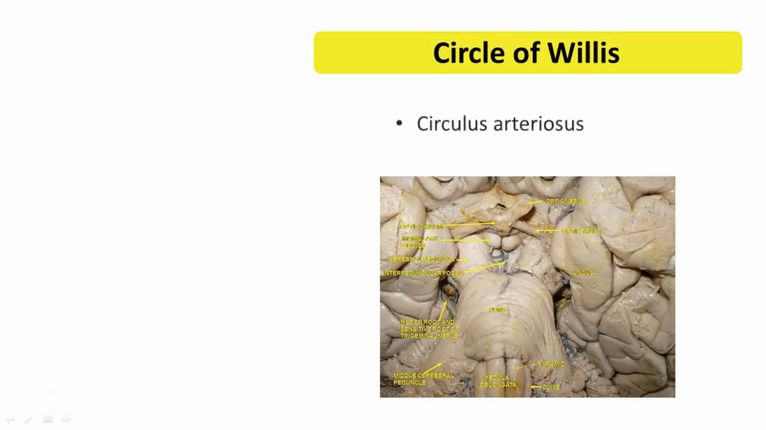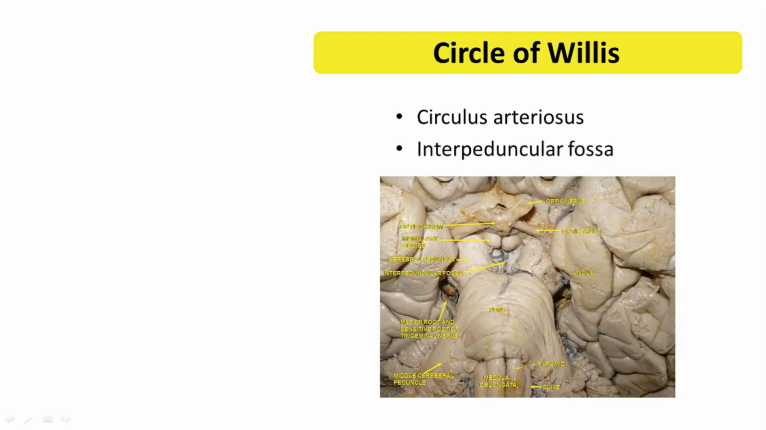Circle of Willis, as I already told you, is also known as circulus arteriosus, and it is located in the interpeduncular fossa. So, in the image shown here, this is the pons, that is the brainstem, and we have two cerebral peduncles on the lateral aspects of this space. So, I am talking about this space, and this space is the interpeduncular fossa.